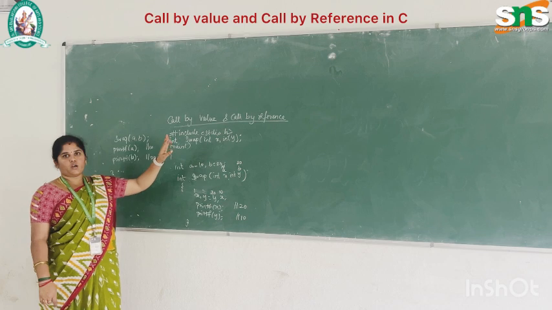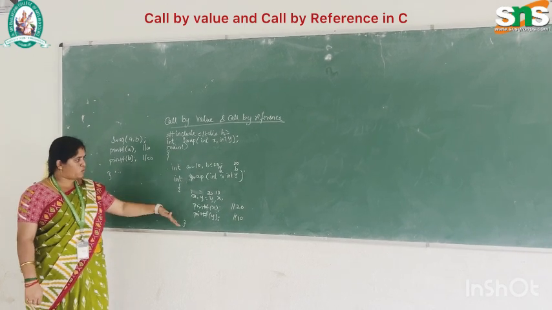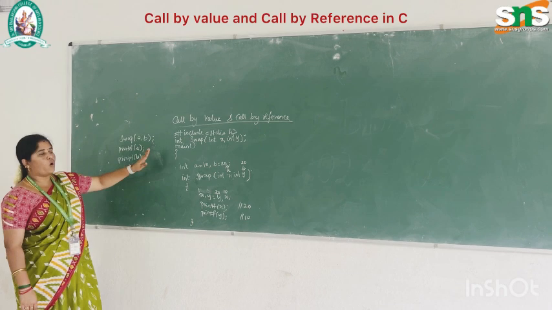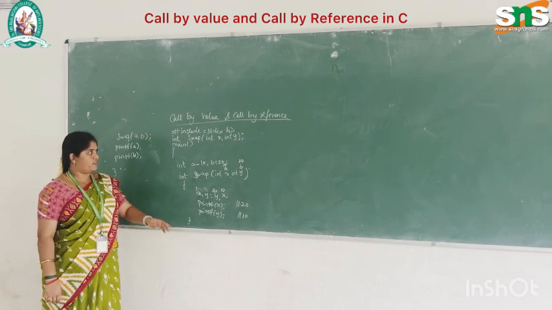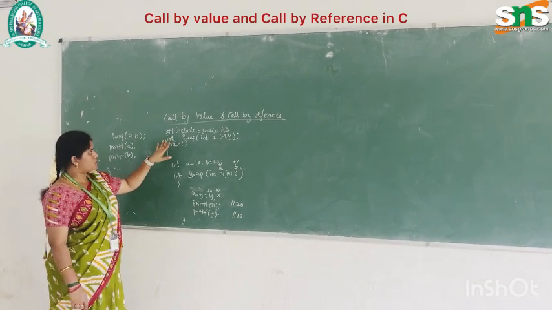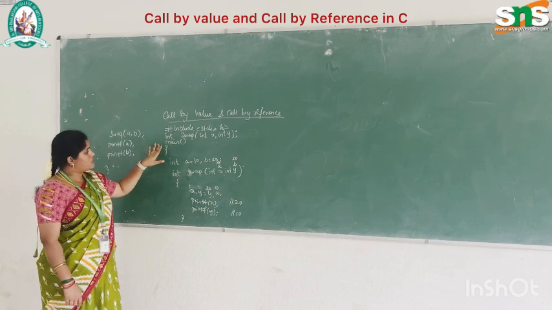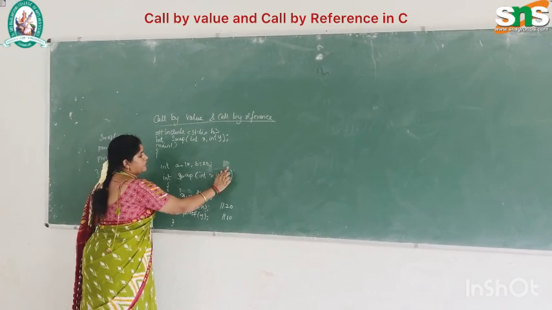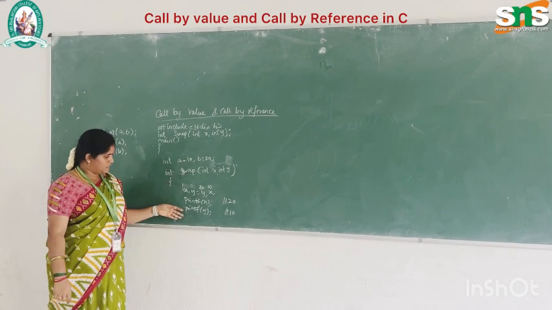In case of call by reference, let us take the same line of code that I have created. I am just changing call by value into call by reference. This is the function definition. Inside main I have created a equal to 10 and b equal to 20, the same values. I have created the function.